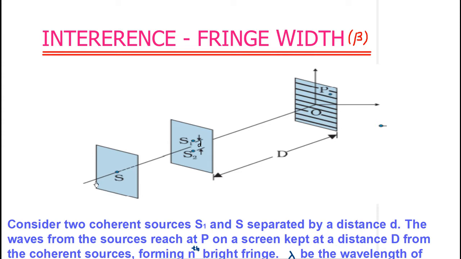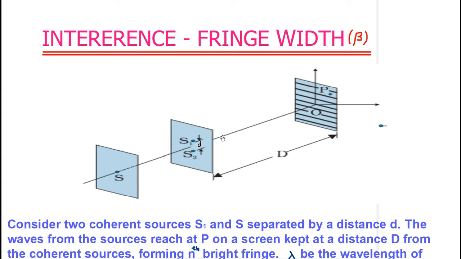The light of single wavelength coming out of S falls on two symmetric slits S1 and S2, which are separated by a distance small d apart. Now the sources S1 and S2 behave like two coherent sources. What are coherent sources? Coherent sources are those sources which send out light of the same frequency, having the same phase or having a constant phase difference.